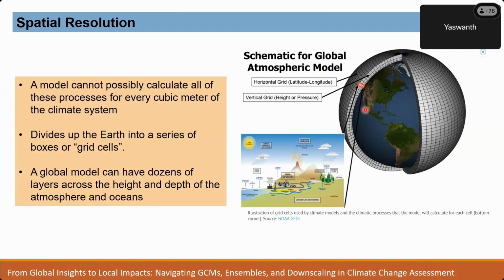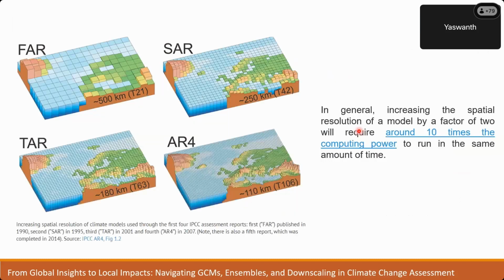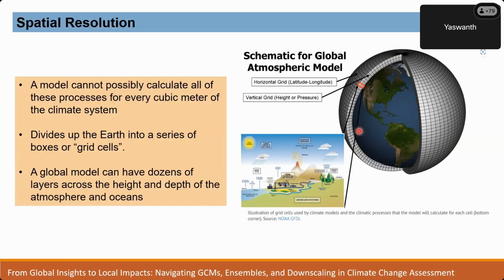So the spatial resolution of the climate model plays a crucial role. Most of our hydrologists require the rainfall data at high resolution, not at 100-kilometer or 150-kilometer resolution. But typically the global climate models or the general circulation models provide output at very coarse resolution. So here comes the concept of downscaling, that is converting the coarse resolution outputs to fine resolution outputs.